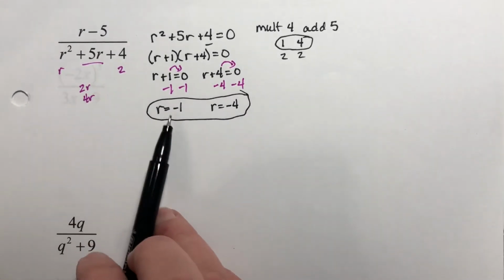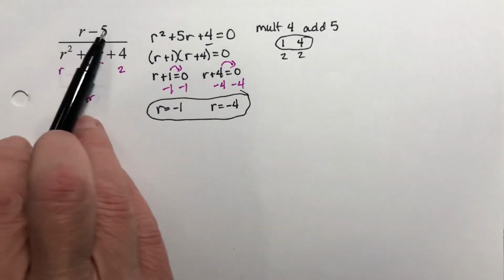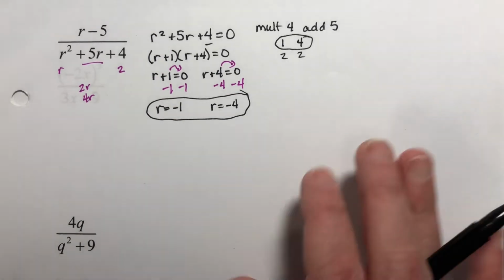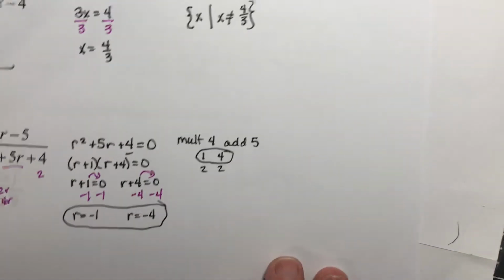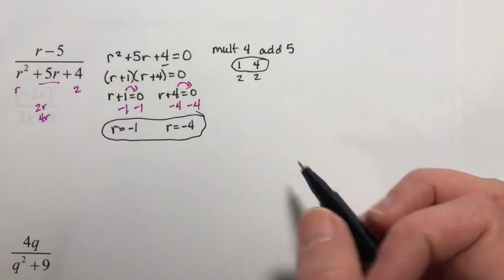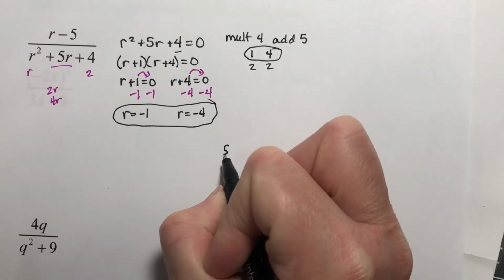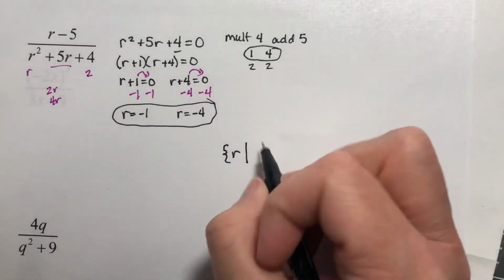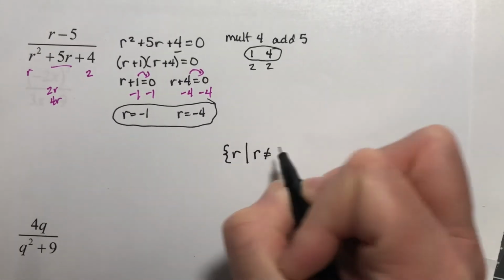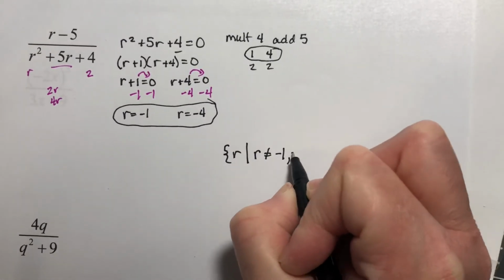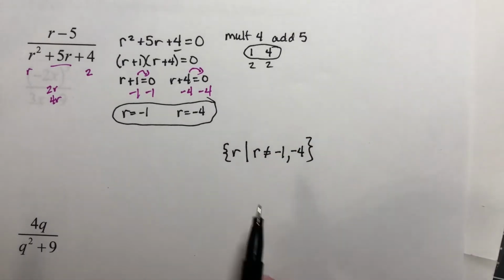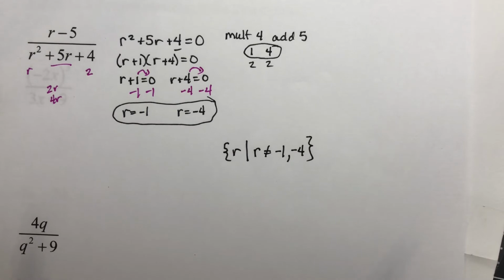If I plug in either one of these numbers, I'm getting a 0 in the bottom. And remember, it doesn't really matter if we have a 0 on the top. That's why we're not paying attention up here. It's only the bottom that causes us problems. If you were asked to write your answer in set notation, it would look like the set of all r, and it's r this time because that's our variable, such that r does not equal -1, -4. You just put a comma between the things that have to be excluded. Like I said, I don't think you're going to see that.